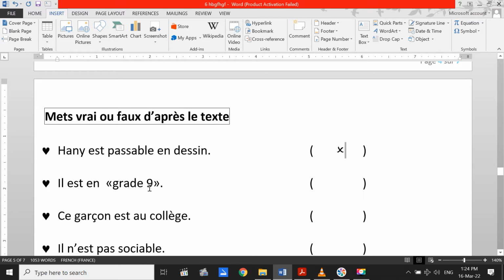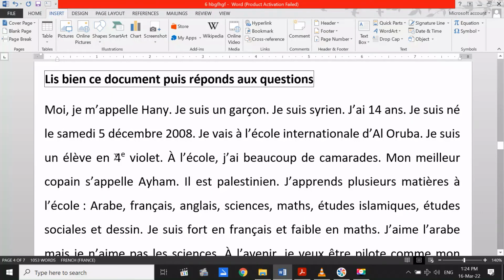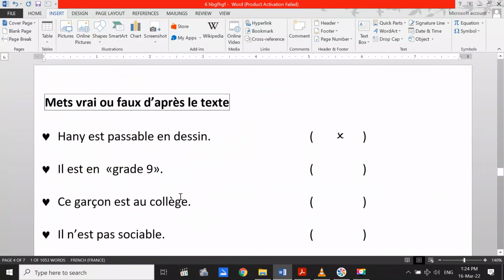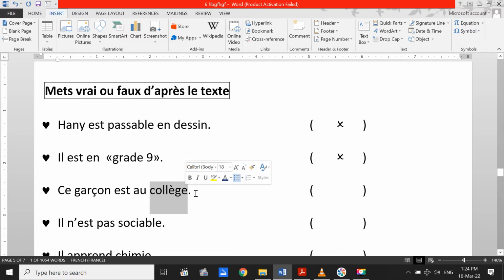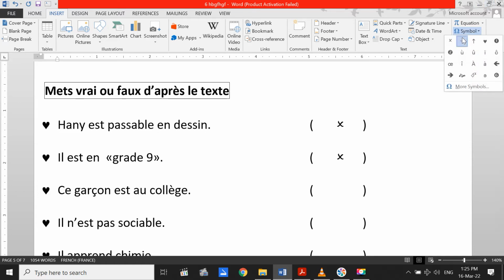Il est en grade 9. He is in grade 9. It's sure false because quatrième means grade 8. Ce garçon est au collège. This boy is in college. We said before that the word collège means middle school. Not like college in English. And college in English, which is al-jami'a, means in French, l'université. Université like university. Or faculté, al-kulliyya. But collège in French means middle school. Ce garçon est au collège. Yes, sure, he is in the middle school. He is in grade 8.